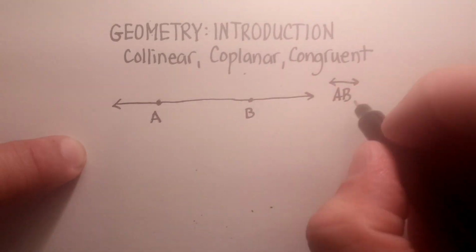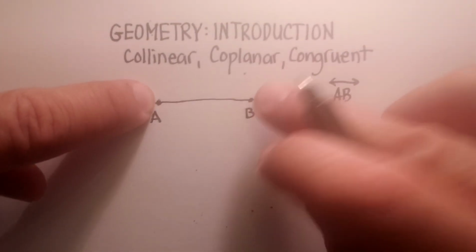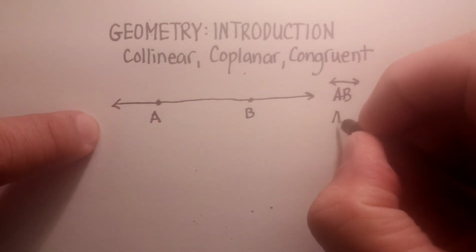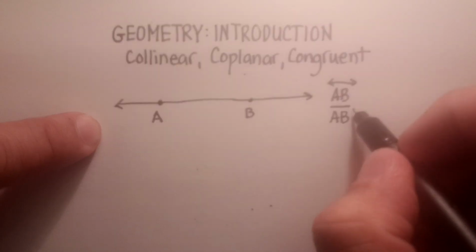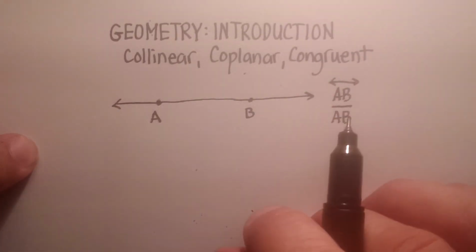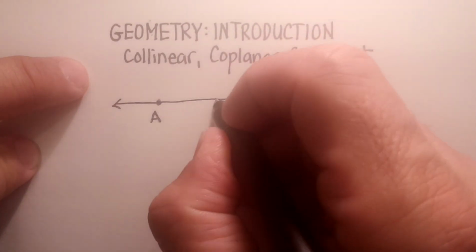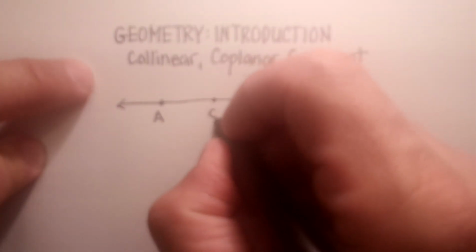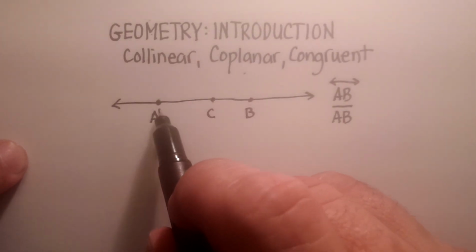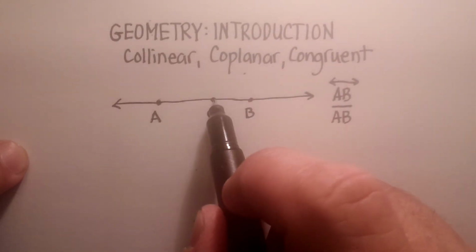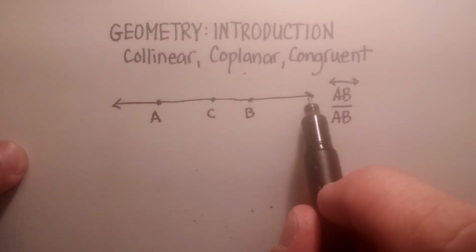If it were a line segment, this is just a little extra, if it were just from there to there, I would designate it this way with just a line. Again, no arrows. Okay? But let's get back to the point, collinear. And let's put another point on there. Let's call that point C. Now, points A, B, and C are collinear because they lie on the same line.